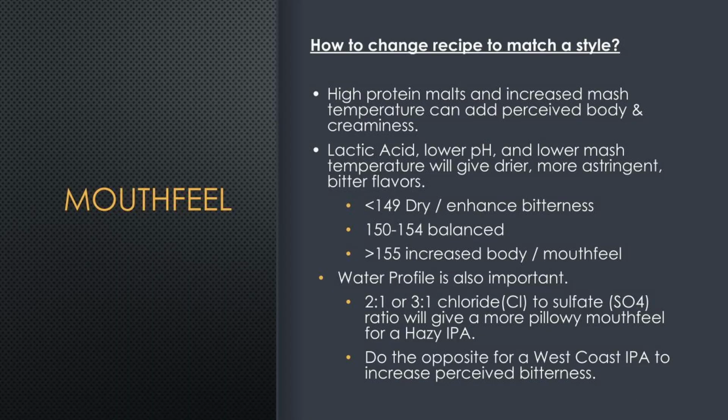Water profile is also important. So for instance, specific styles like a hazy IPA, you want to use a 2-to-1 or a 3-to-1 chloride to sulfate ratio to get that pillowy mouthfeel that you want for that hazy IPA. But you would do the opposite for a West Coast IPA to increase that perceived bitterness. So instead, you would have a 1-to-2 or a 1-to-3 chloride to sulfate ratio for a West Coast IPA.